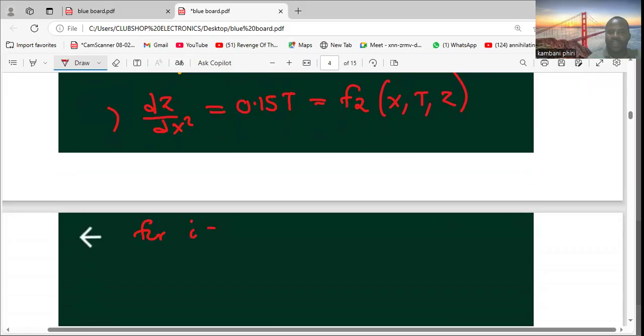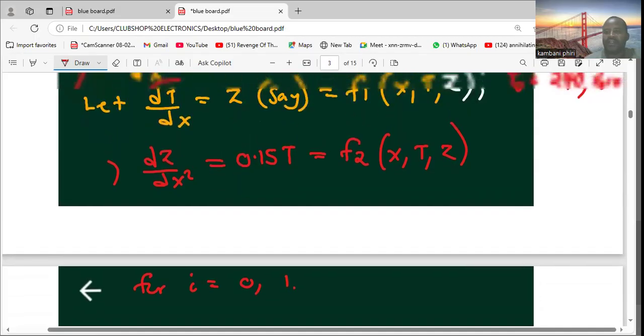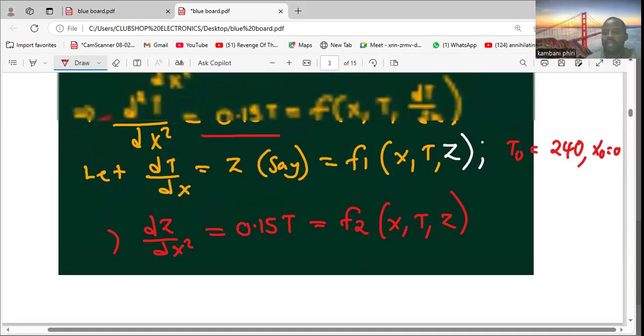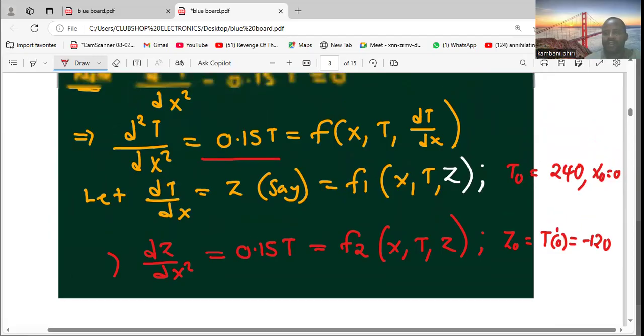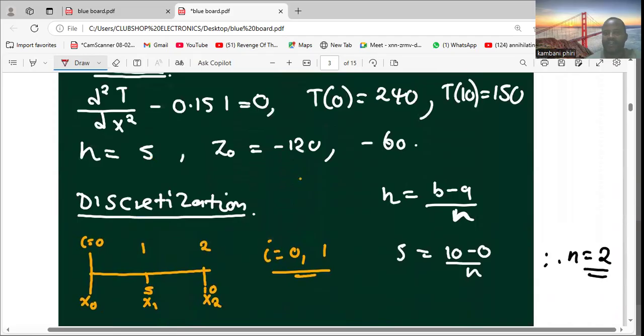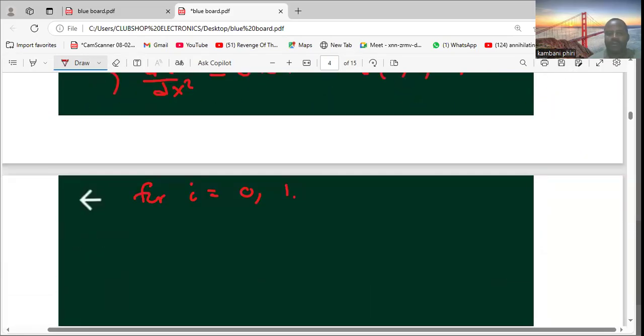For i equal to 0 and 1. All right, so from here now, we pick our initial cases. And take note that in this case, we'll use our initial guess z naught, which is negative 120, which is given. Our z naught here is negative 120. That is our initial guess.